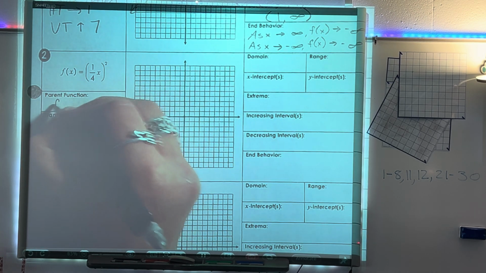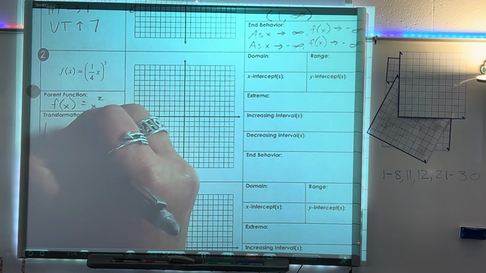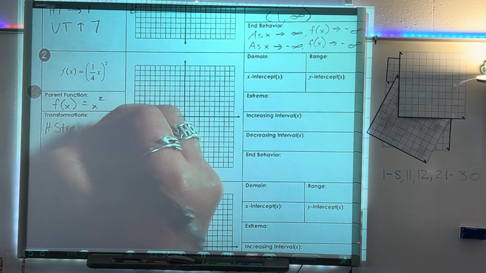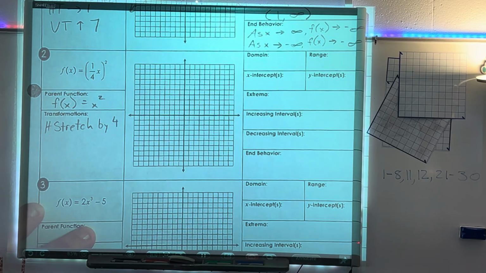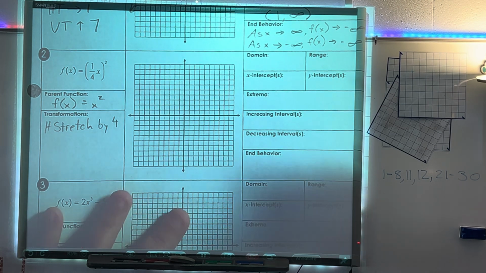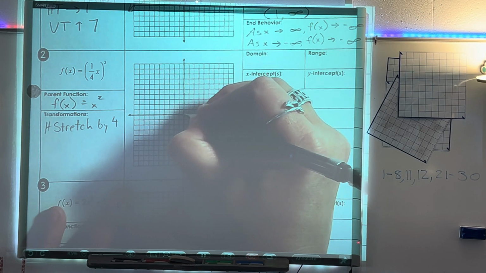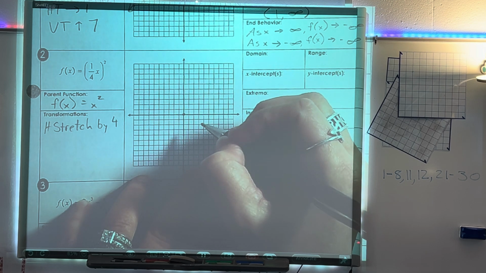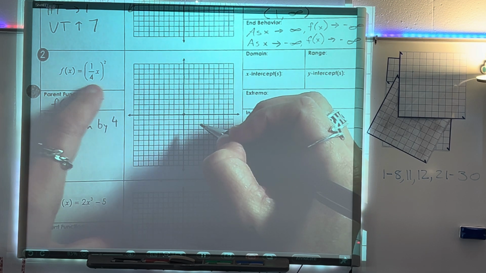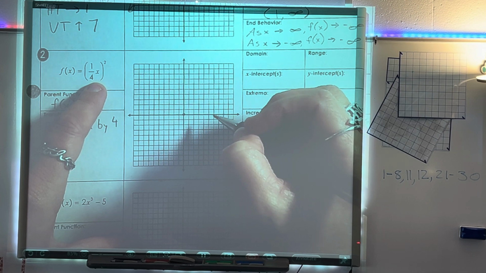Horizontal stretch by 4. Okay, f of x equals x squared, horizontal stretch. It's inside, so I've got to flip it over by 4. So x squared has a vertex here at 0, 0. So basically if I choose 1 times 1/4, 1/4 squared is going to be 1/8. That's not going to be nice.